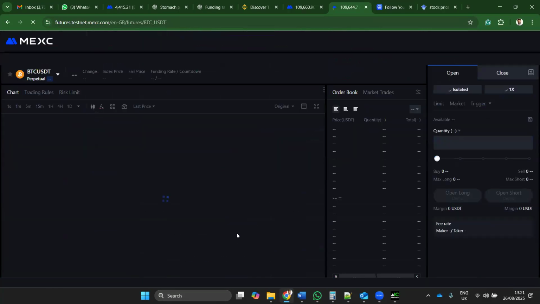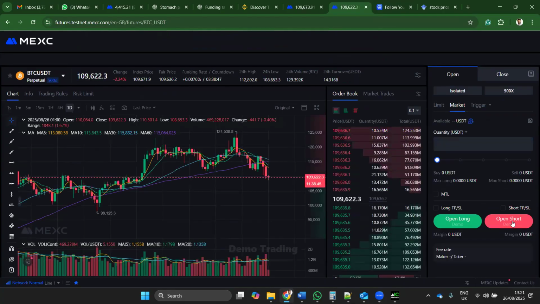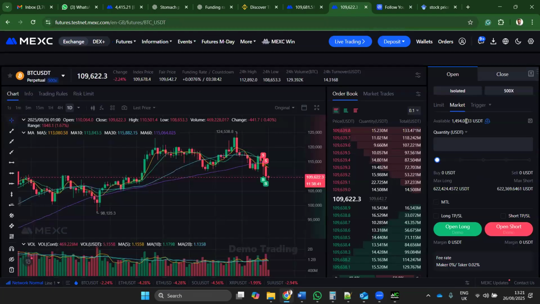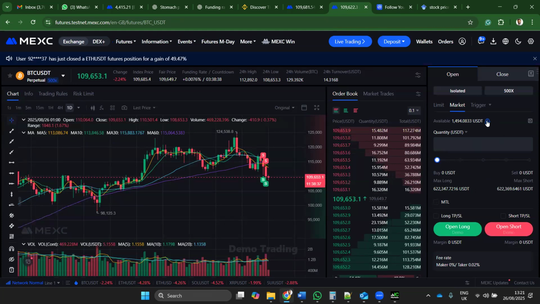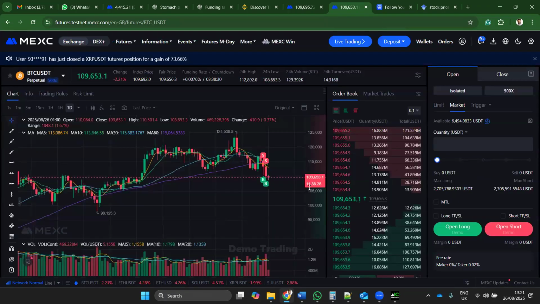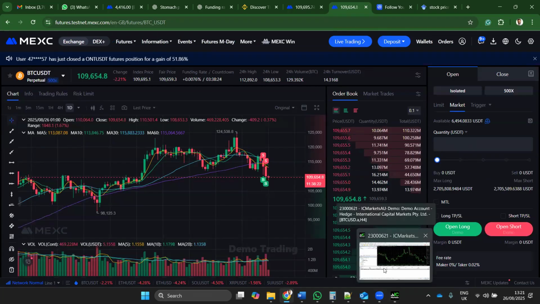So the benefit of having a demo account in these exchanges is that you can add as many US dollars as you want. I've added here like 1,500 something. If you want to add more, you can add as many as you want. I add, for example, 5,000 more here. Yeah, so this gets added to my balance. Any questions so far?